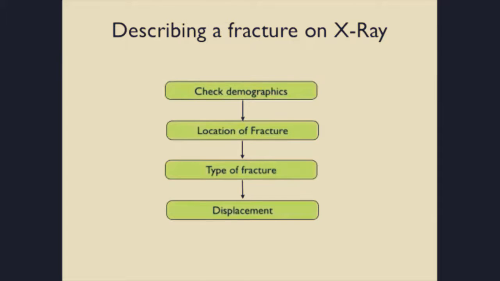So a basic format for describing a fracture on X-ray is to start with the patient demographics and that you're looking at the correct film at the right time. Then we will talk about the location of the fracture, including the bone and site inside. Then we'll talk about the type of fracture before finally describing any displacement which may have occurred.